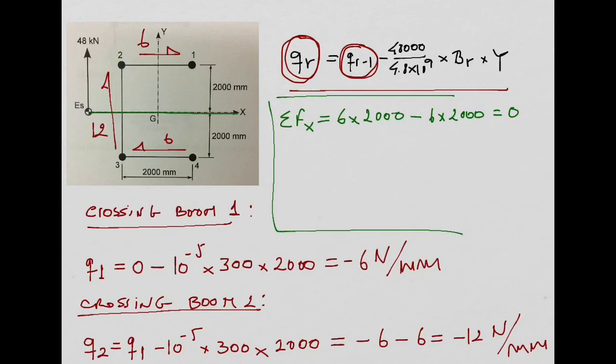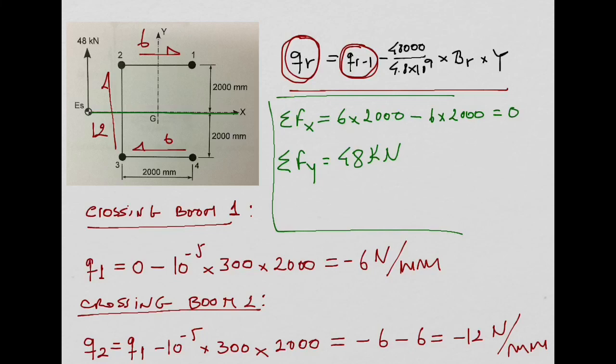So, we have summation of forces in the x direction equal to 0, which is correct. I don't have any external force in the x direction in my cross-section. But what is happening in the vertical direction? Summation of forces in the vertical direction, they need to be equal to 48 kilonewtons. Don't forget, shear flows are internal forces per unit length. The internal forces need to be equal to the external forces.